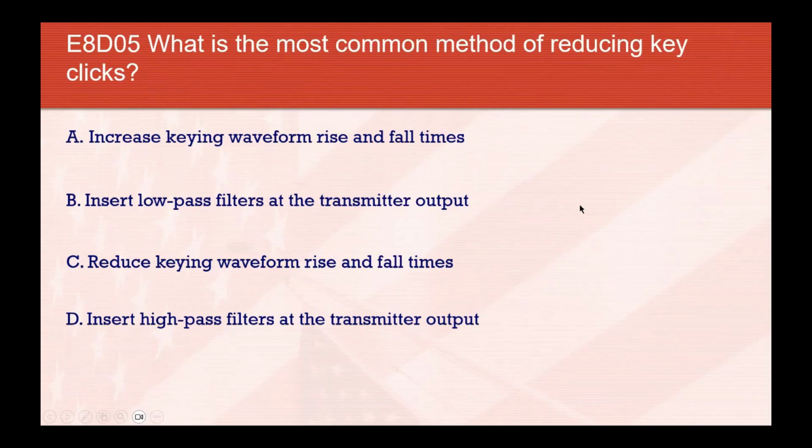Most common method then to reduce the key click would be to increase the rise and fall times. Now, this is one you've got to watch out for. Reduce the keying waveform, right? Sounds like we'd want to reduce, but in this case, we want to increase the rise time, increase the fall time. Take longer to raise the signal and longer to let the signal deteriorate back to 0. So A is actually the answer there. That's a little bit tricky one to watch out for.